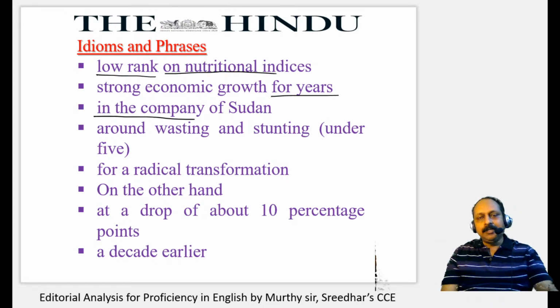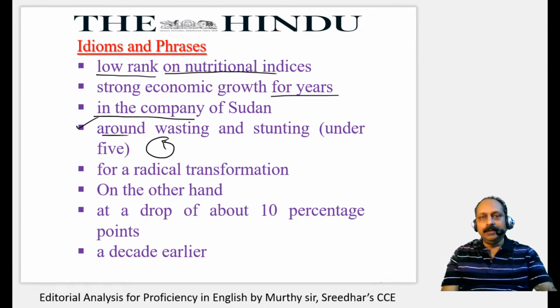Around wasting and stunting. So related to the analysis, statistical data around, remember the preposition around usually talks about the direction, but in this context, around something, about something, wasting and stunting. For a radical transformation. Remember the preposition again, a radical transformation, important collocation, complete to a great extent transformation. On the other hand, you have got many a time.